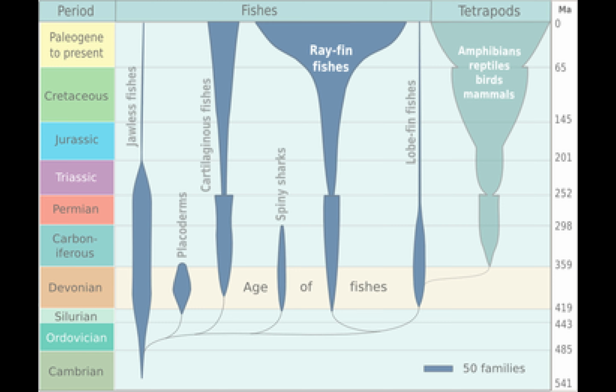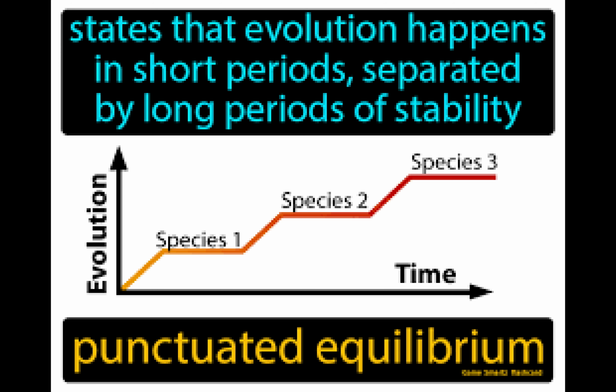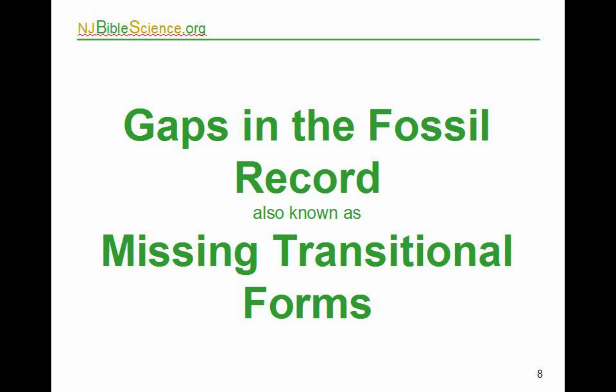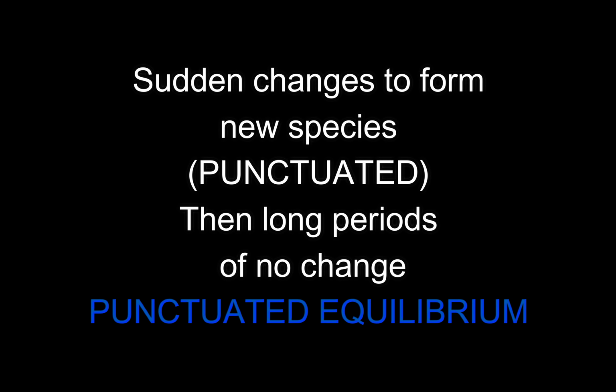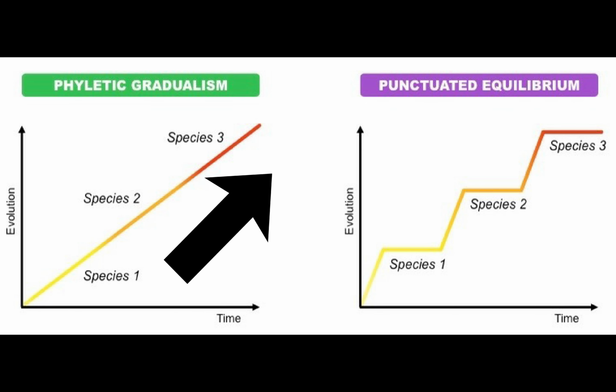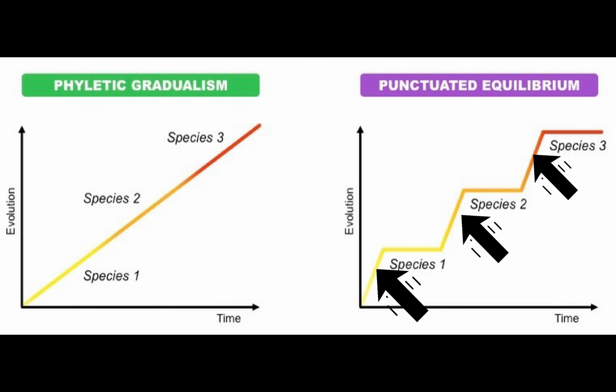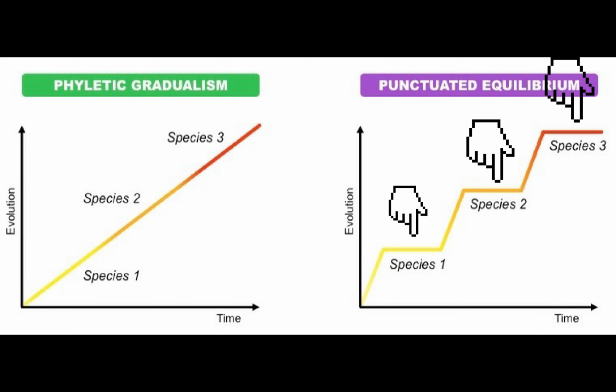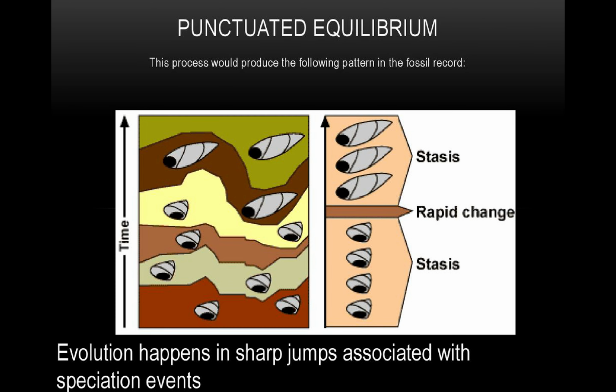However, a more recent theory has been proposed to explain the gaps in the fossil records. This theory suggests sudden changes to form new species, punctuated, and then long periods of no change, punctuated equilibrium, which states that instead of this gradual change happening, there are periods of rapid change followed by a period of stasis. We might get some transitional forms that occur during that period of change, or you might get none of them.